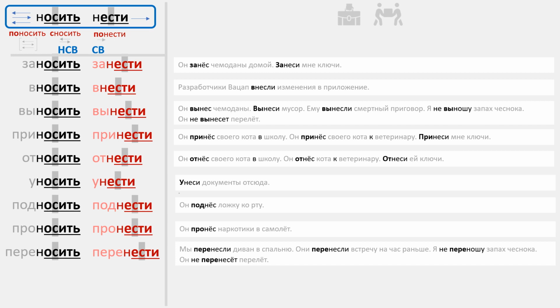Доносить, донести also exists and has several meanings, but let's take a look at one more prefix here, prefix с. Сносить, снести.